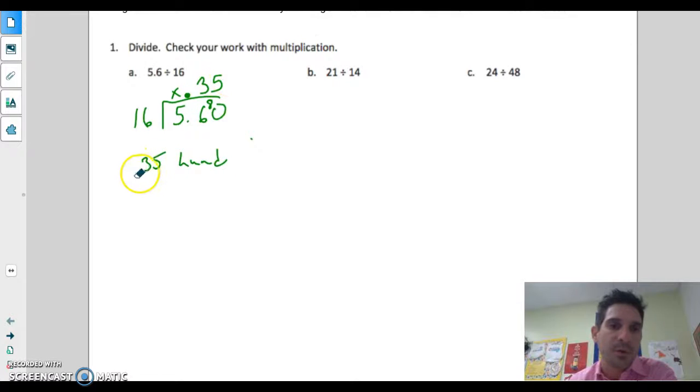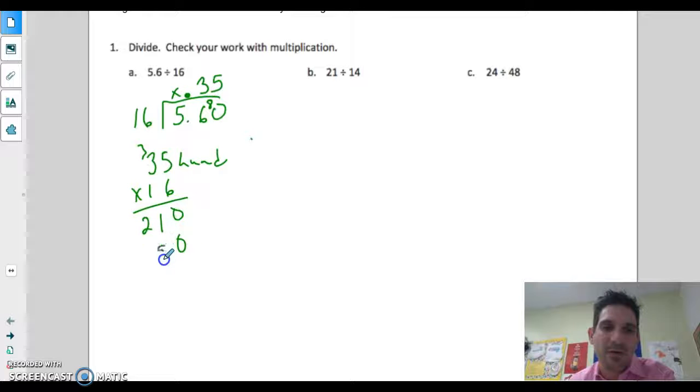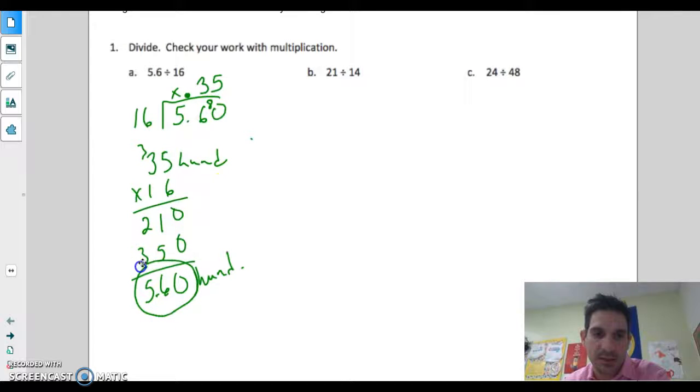Get rid of that decimal point there. Hold on 1 second. Ooh, the bar. 35 hundredths times 16. That's a 3. That's 18. That's 21. 0, 5, and 3. That's 56. 560 hundredths, which is equal to 5.6. So we got a winner chicken dinner.